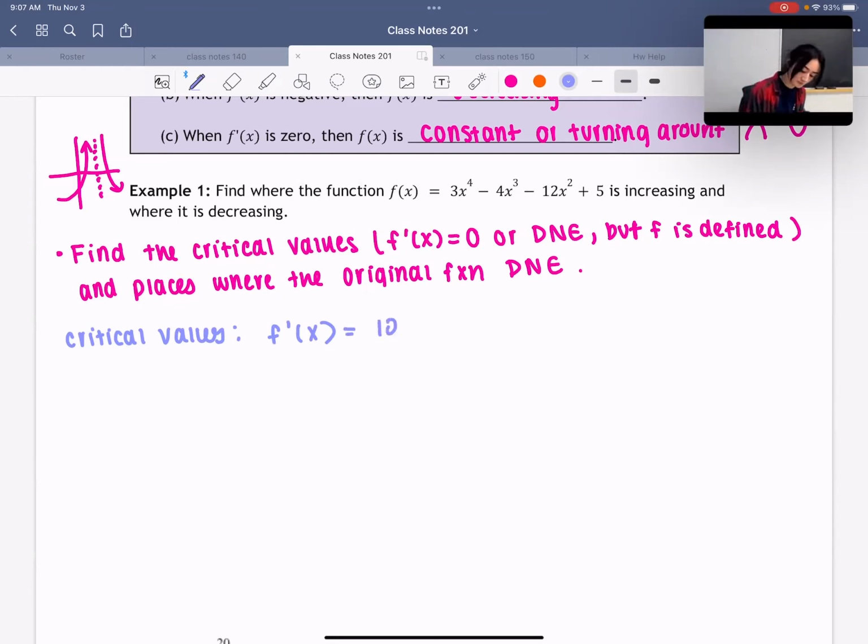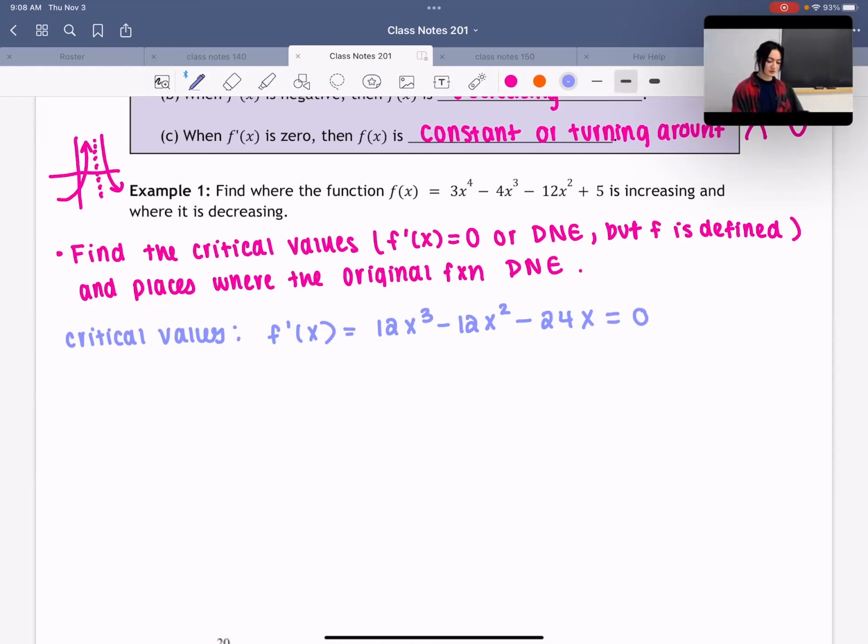12x cubed minus 12x squared minus 24x. Perfect, right? Just using the power rule here. Okay, now critical values, we have to figure out where our derivative equals 0. So maybe I'll set this equal to 0. Okay. Now I have a cubic function, which is kind of hard to solve.